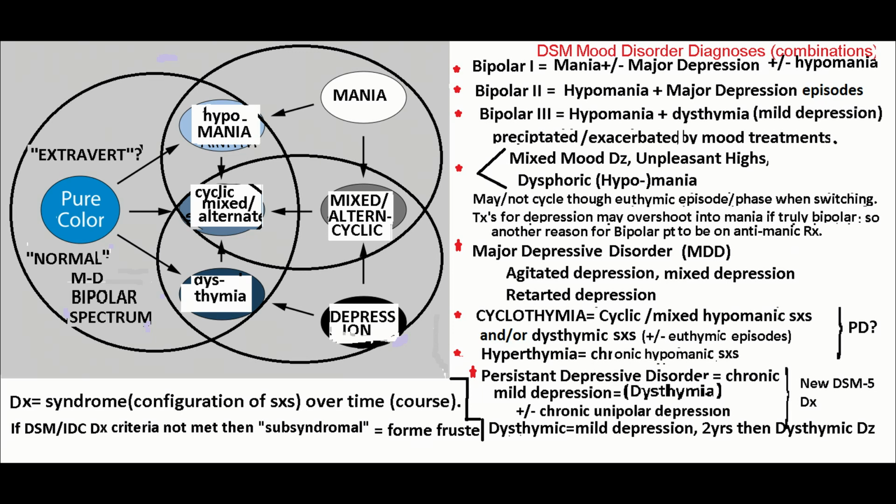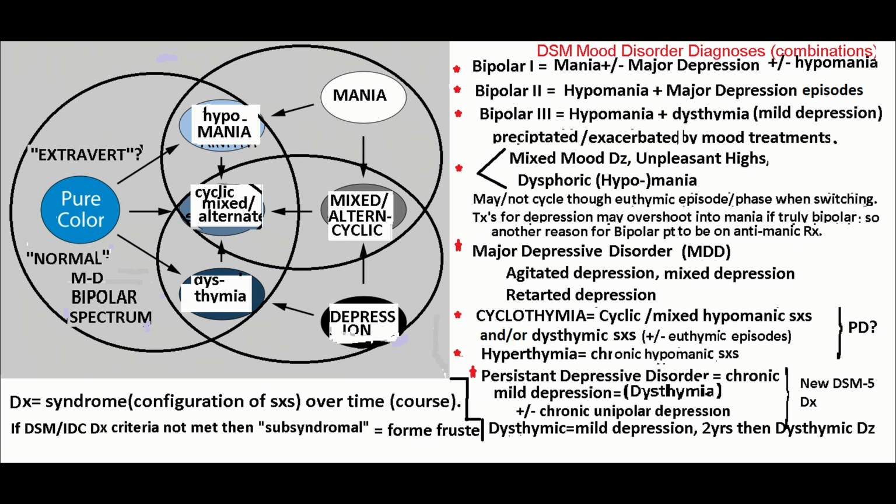The next bullet point down there, major depressive disorder: there's agitated depression, mixed depression, so you can have a predominantly depressive state but have some manic phenomena occurring, but it's minor in comparison to the depression. Then there's retarded depression, where people are slowed down, and their thoughts, their mind, and their actions are slowed down, and so they go into a state which is statue-like and somewhat like a catatonic state, which we'll talk about later.